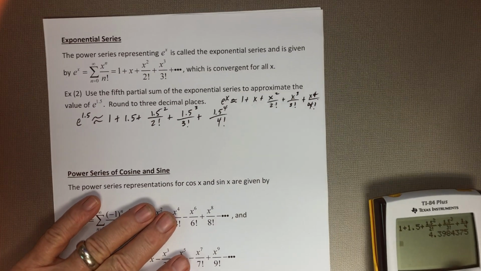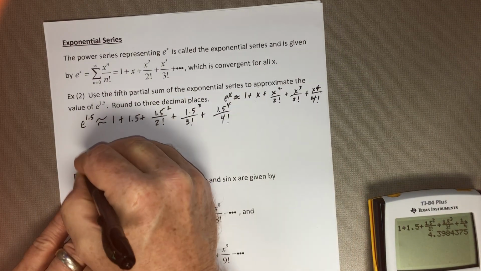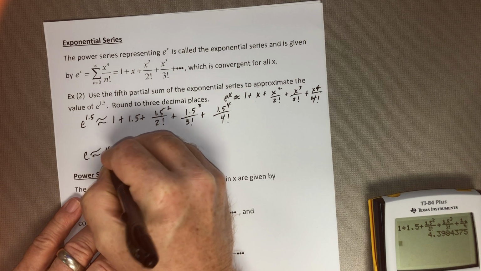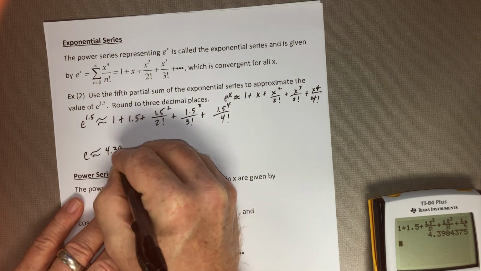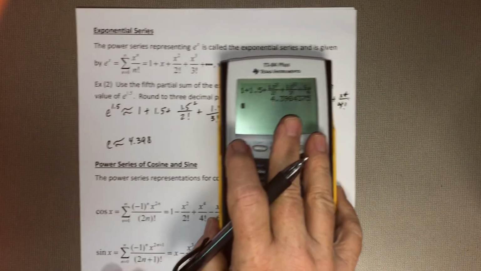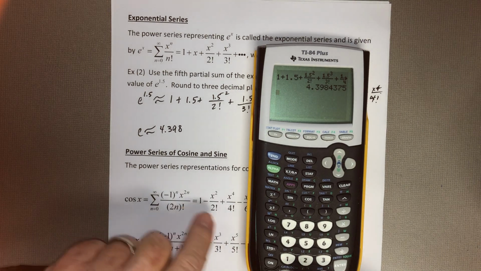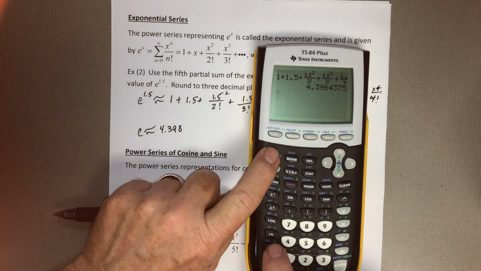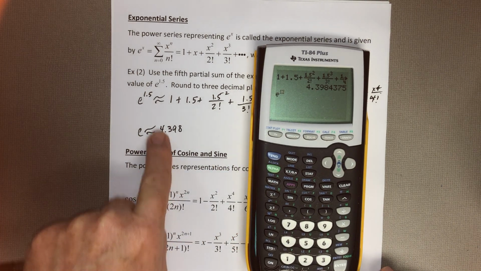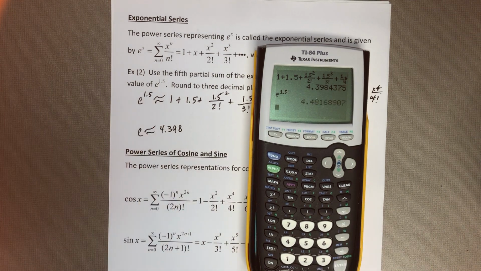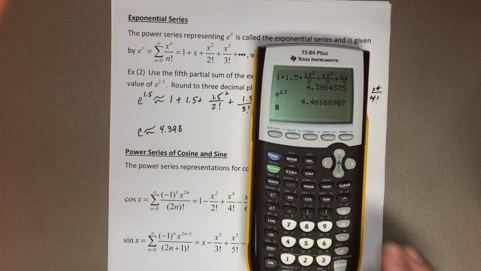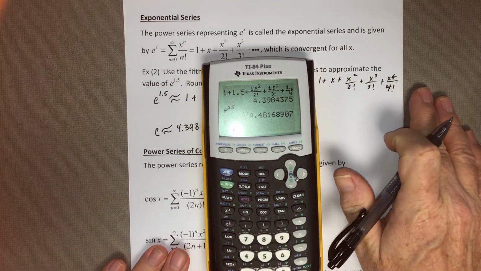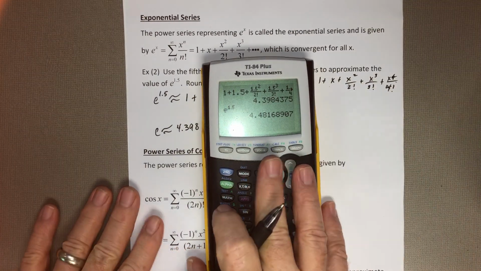Of course, when you hit enter, you're going to get approximately 4.398. If you were to take your calculator and do, let's see, where's the E, there's your e to the power of 1.5. You'll see that you get something very close to that. Not exactly, but if you expand this further and go to greater partial sums, you'll get closer and closer.